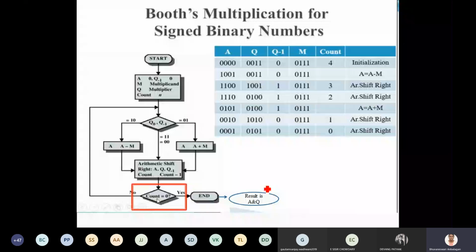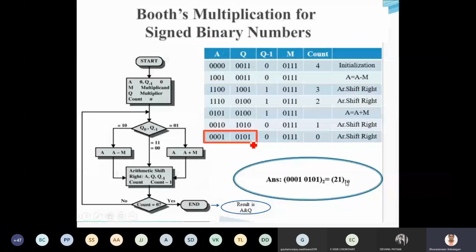In A, I am having 0001. In Q, I have 0101, which is equivalent to what? 21. So I'm getting 7 into 3 as 21. So this is what the result is going to be. Okay, so this is how you have to perform a Booth multiplication for signed binary numbers.